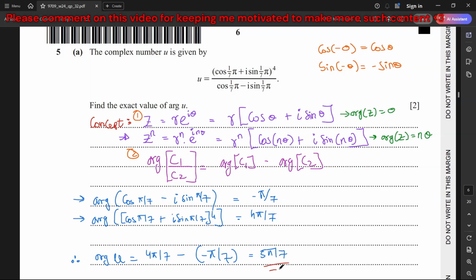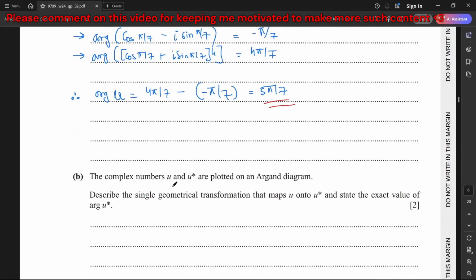Now, in the second part, we are given that the complex numbers u and u star are plotted on the Argand diagram. So u star is nothing but the complex conjugate of u, right? So let's say, for example, if I'm having a plus ib as u, then a minus ib will be its conjugate, right? It's the complex conjugate. So if I have to plot this on the Argand diagram, describe the single geometrical transformation that maps u onto u star and state the exact value of the argument of u star.